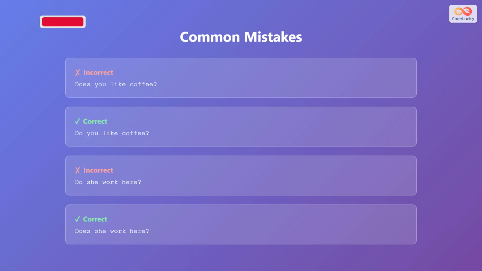Let's look at common mistakes. The incorrect question, does you like coffee, should be do you like coffee? Remember, does is only used with he, she, and it. Another mistake is do she work here? This is incorrect. It should be does she work here? Always remember: does with singular pronouns like he, she, and it. Do with all other pronouns.